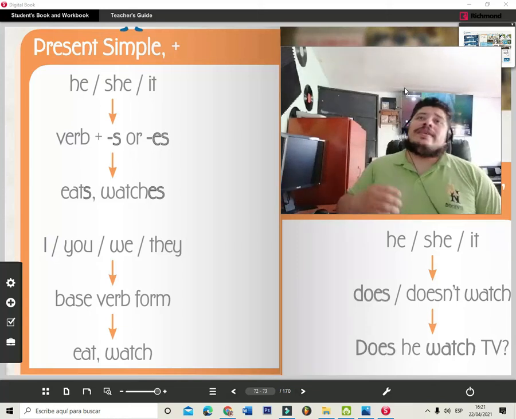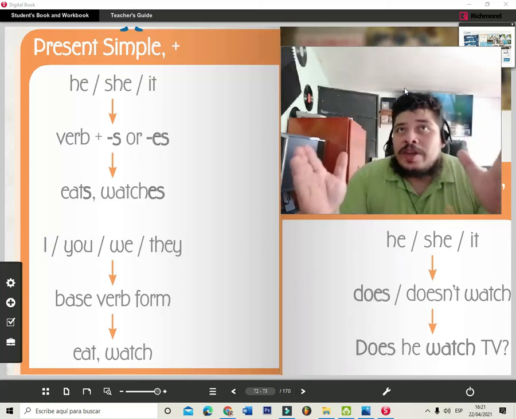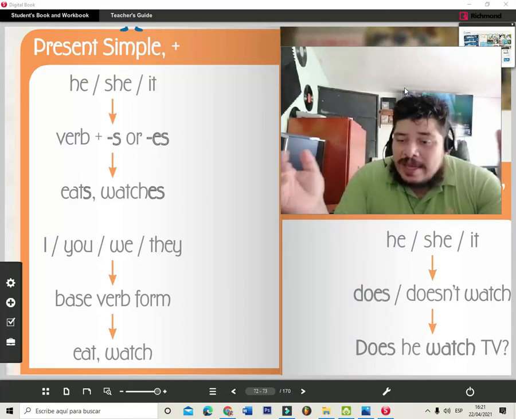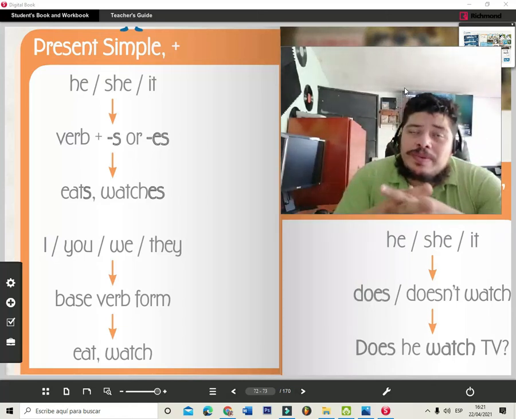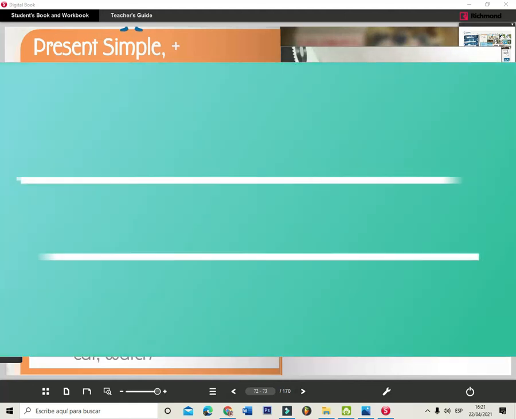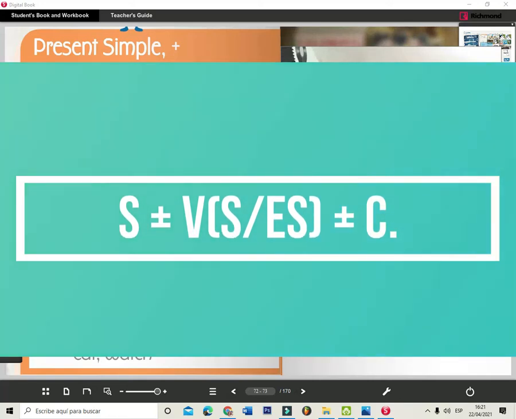We have sentences that use action verbs, okay? So what happens with action verbs, guys? Well, we have a very, very simple, very easy rule, okay? That is that we need a subject plus a verb, with s or es, and then we need a complement.